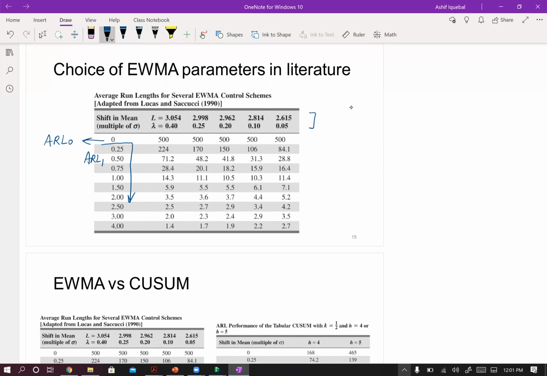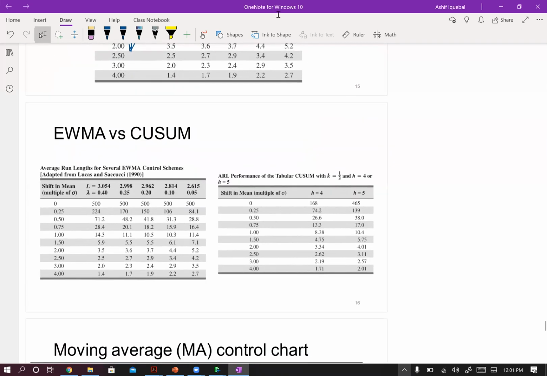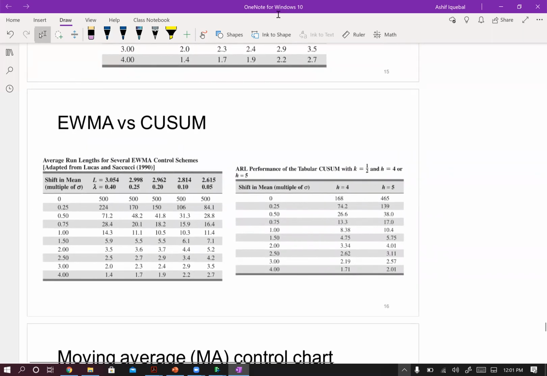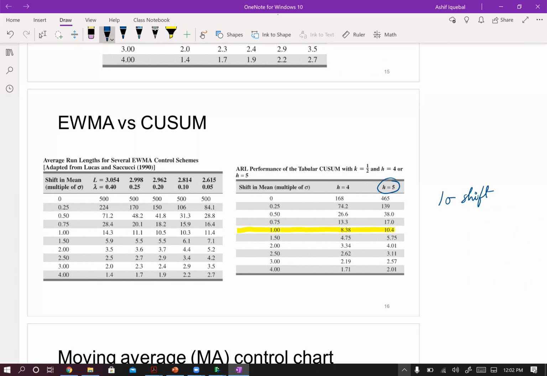Make sense? Now there's a quick comparison here that I wanted to do. I want to show you that EWMA and CUSUM can actually have similar performance in many cases. One instance is this here. If you pick H equals 5, focus on the second table here, and if there is a 1 sigma shift, corresponding to this row here, the value of ARL1 in this case is 10.4, and the value of ARL0 is 465.